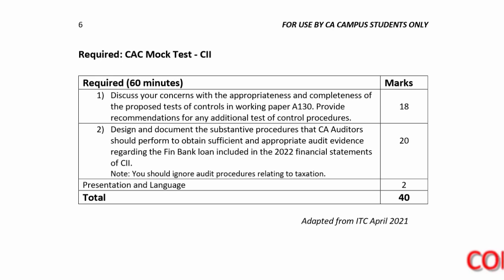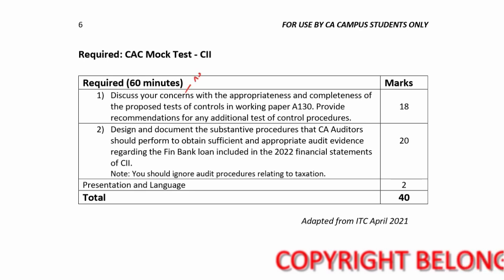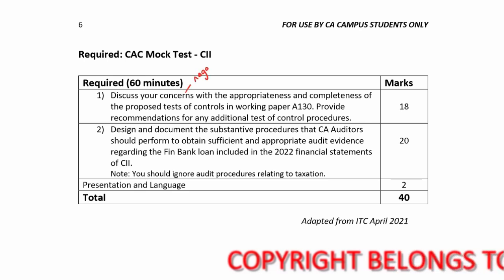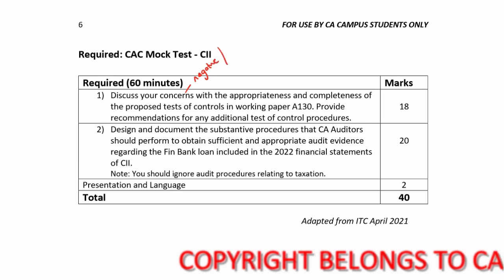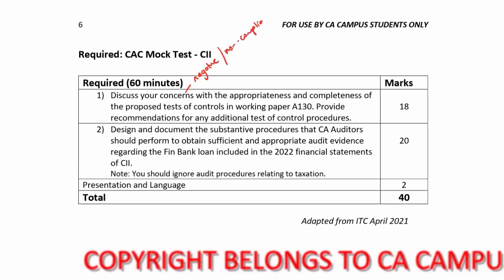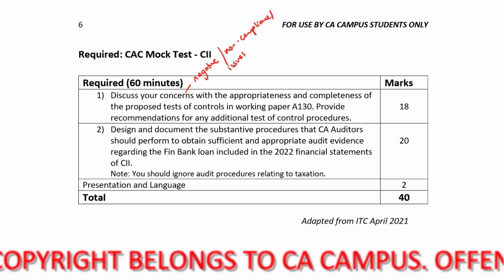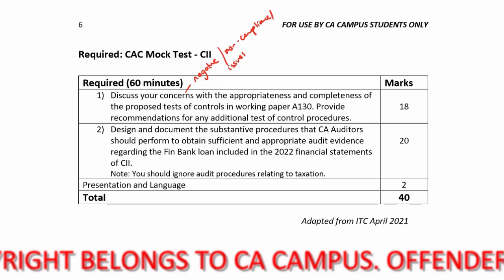The required: you have 60 minutes and there are 2 questions. The first question, discuss your concerns. So concerns are your negative thoughts because of maybe non-compliance or the issues that you have. So it's always a negative.